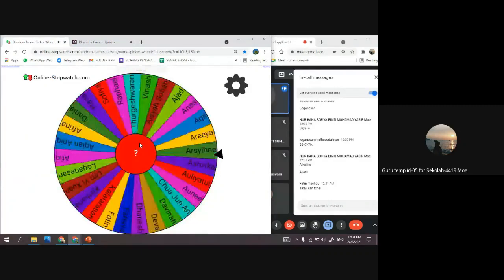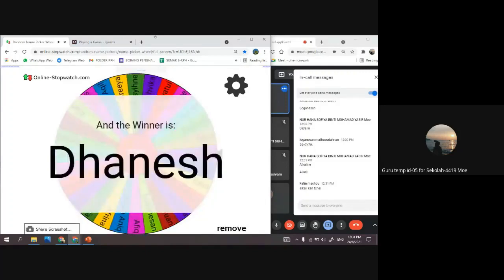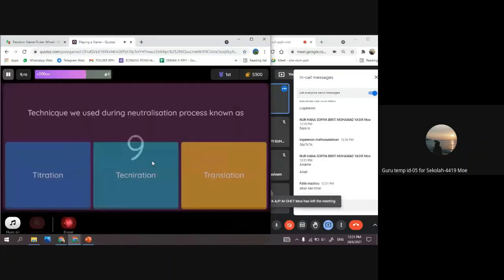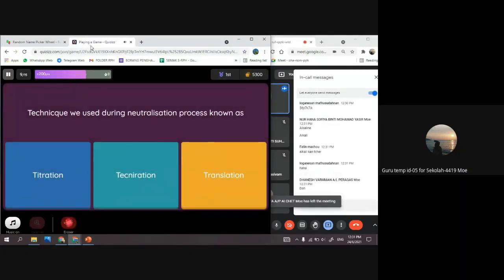Sikit lagi. Danesh lagi. Danesh nak jawab ke? Jawab je lah. Asyik dapat orang yang sama sahaja. Tak apa, Danesh jawab je.